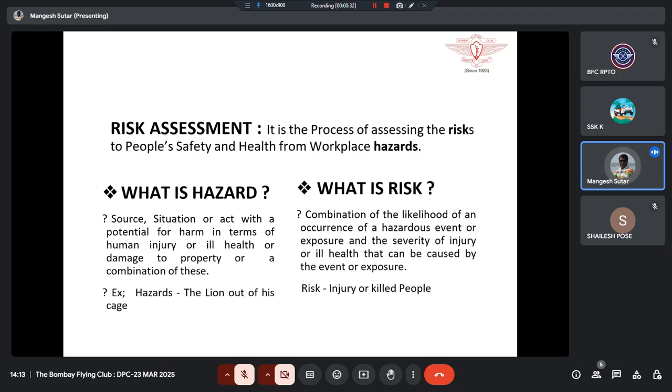Whereas what is risk? Risk is nothing but a combination of the likelihood of occurrence of a hazardous event or exposure, and the severity of injury or ill health that can be caused by the event or exposure. So we have seen the example: a lion out of his cage is a hazardous situation. But what is the risk because of this hazardous situation? Injury to a person, who can get killed. So how do we minimize or reduce this kind of risk?